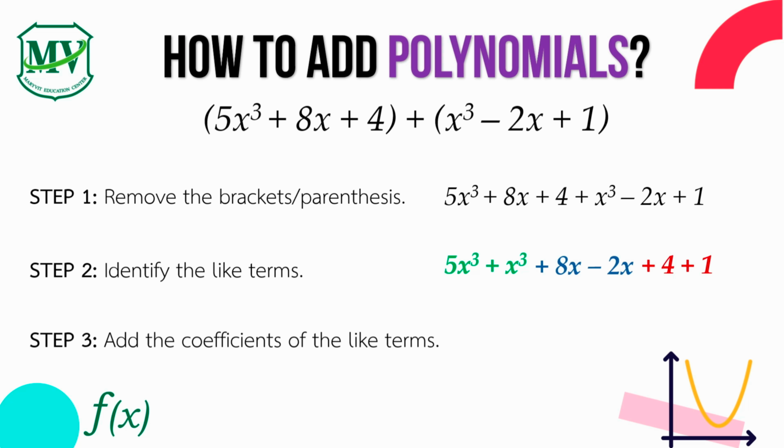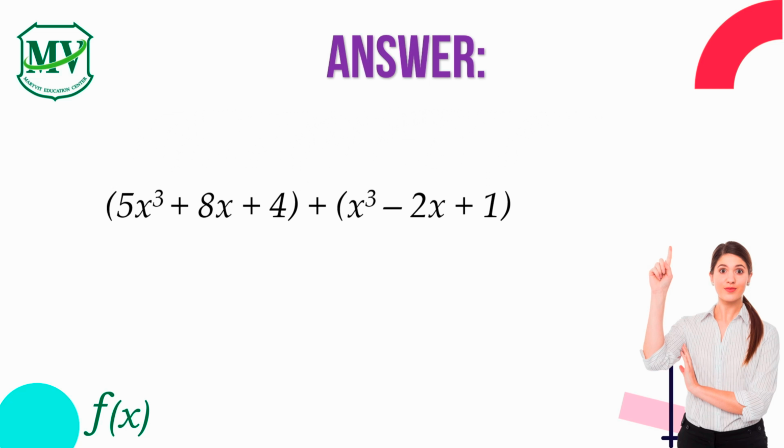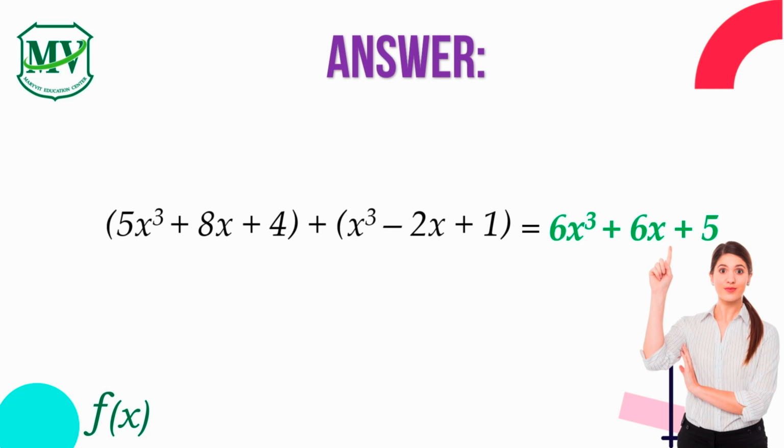Step number 3. Add the coefficients of the like terms. So 5x cubed plus x cubed equals 6x cubed. Positive 8x minus 2x equals positive 6x. And positive 4 plus positive 1 equals positive 5. So the answer to the problem is 6x cubed plus 6x plus 5.